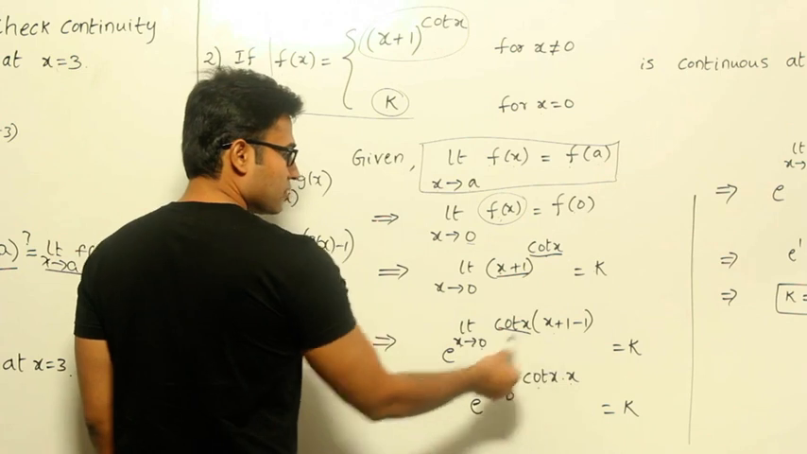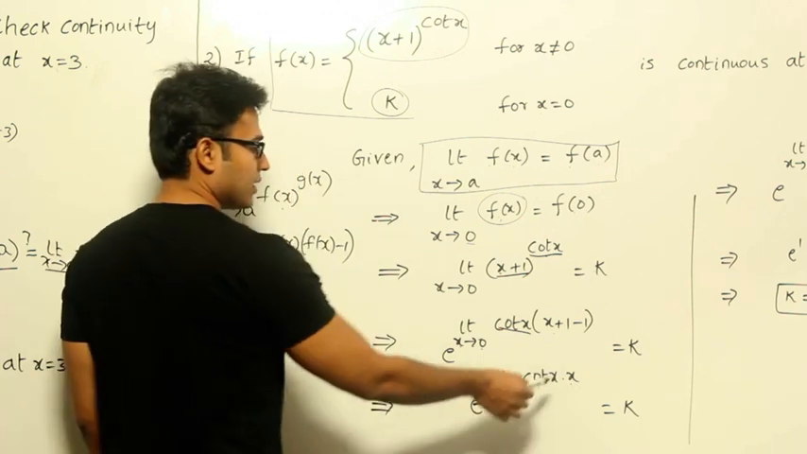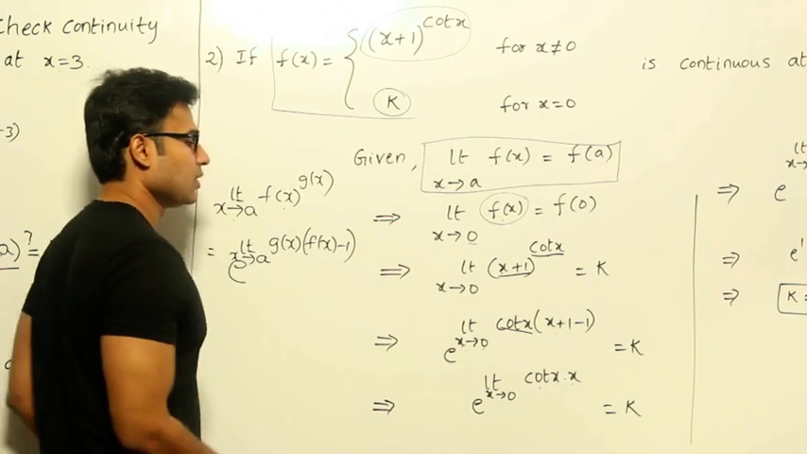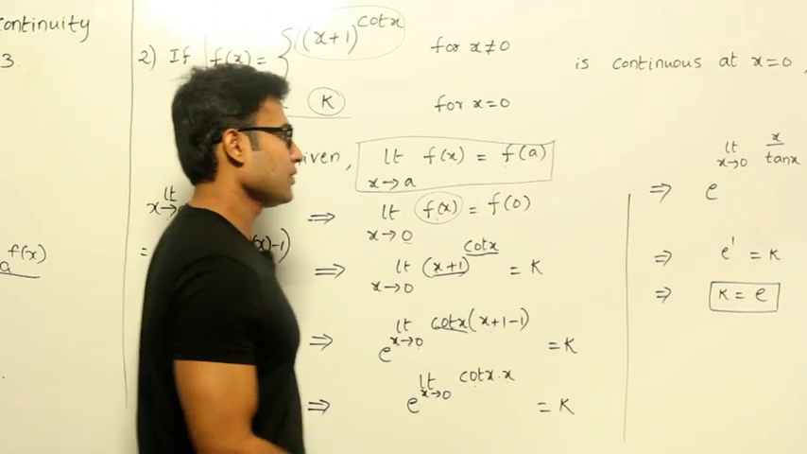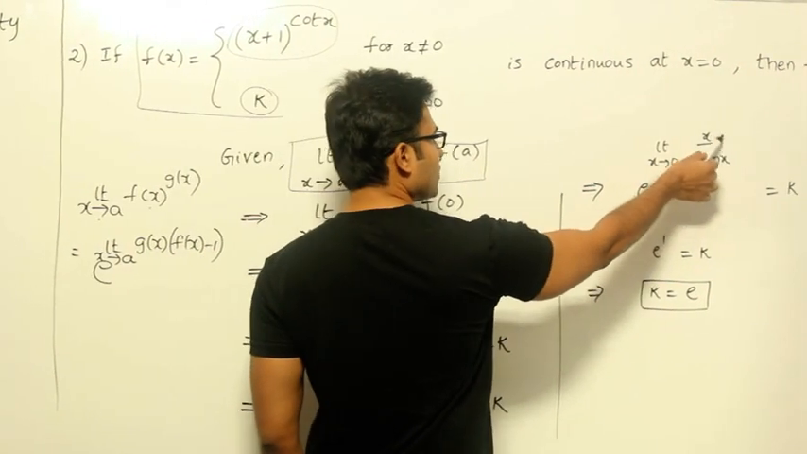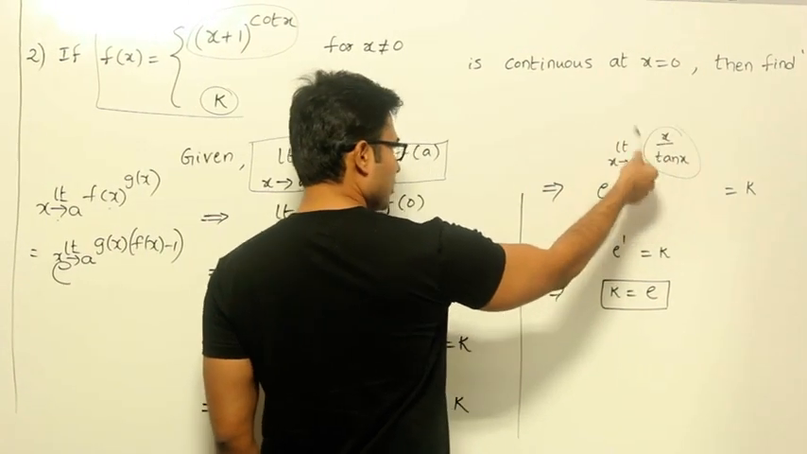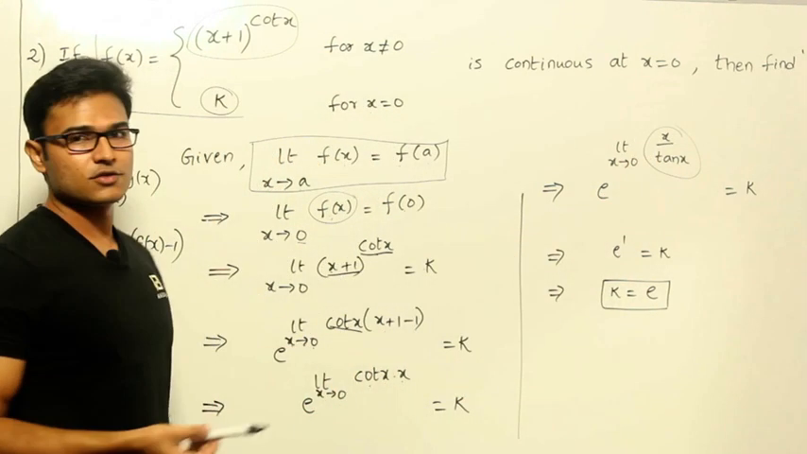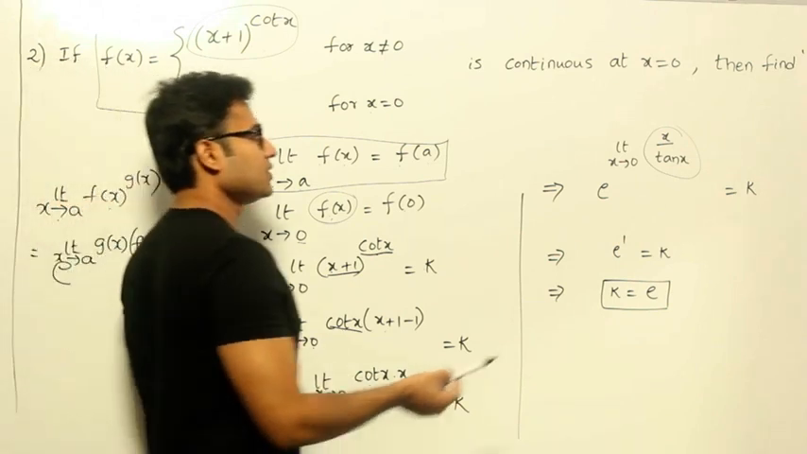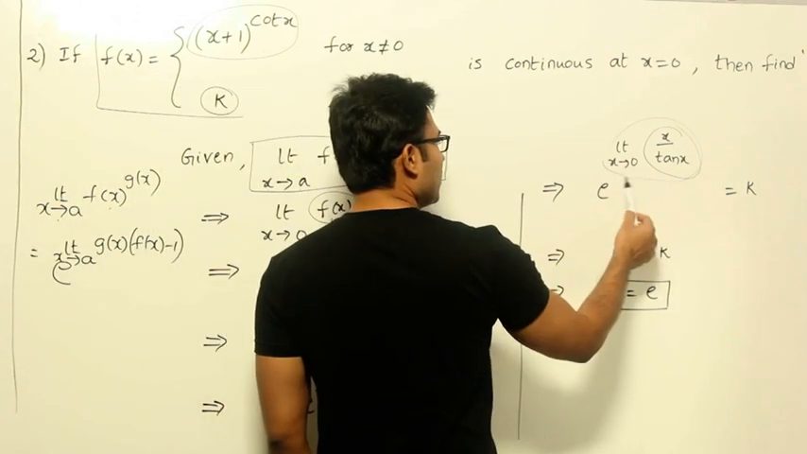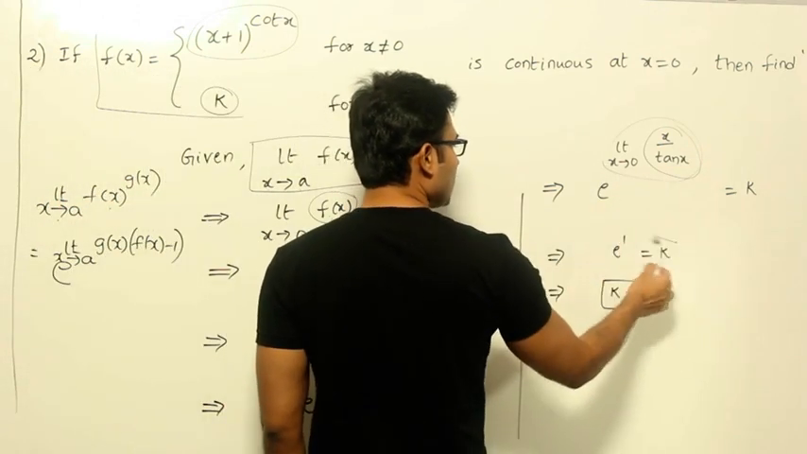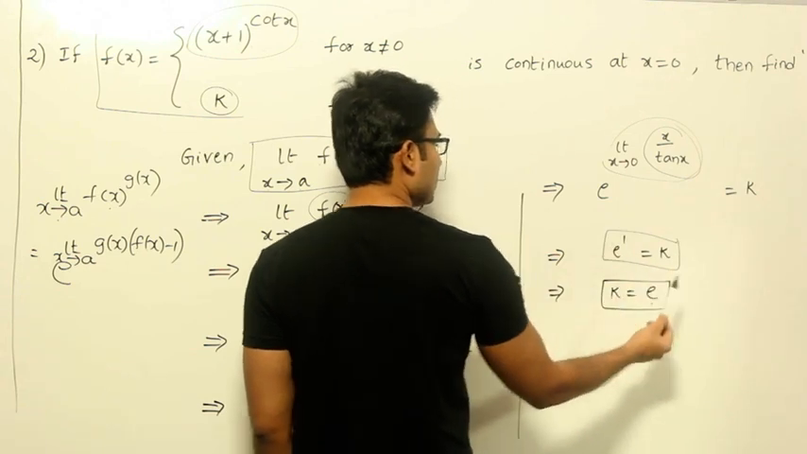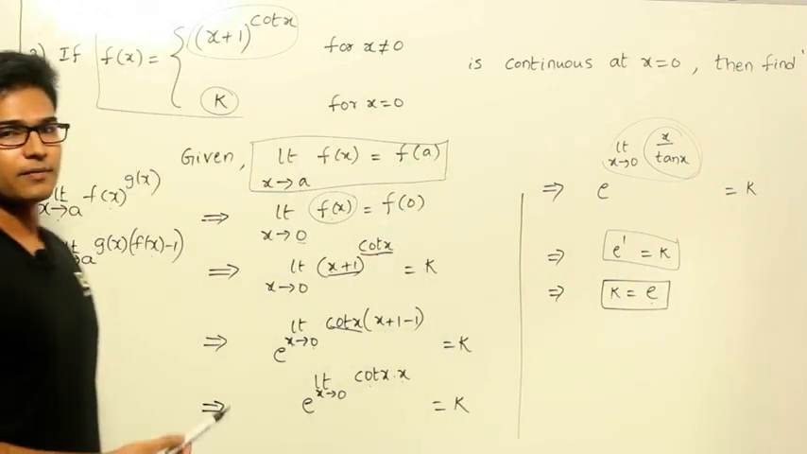Now cot x is also 1 by tan x. So we can write it as x by tan x, limit x tends to 0, x by tan x. As we know, this value is 1. So why is this value 1? Because tan x by x is 1, so x by tan x is also going to be 1. Got it? So this entire exponent is going to be 1, and therefore we got e equal to k. The value of k is e. Got it? Okay.